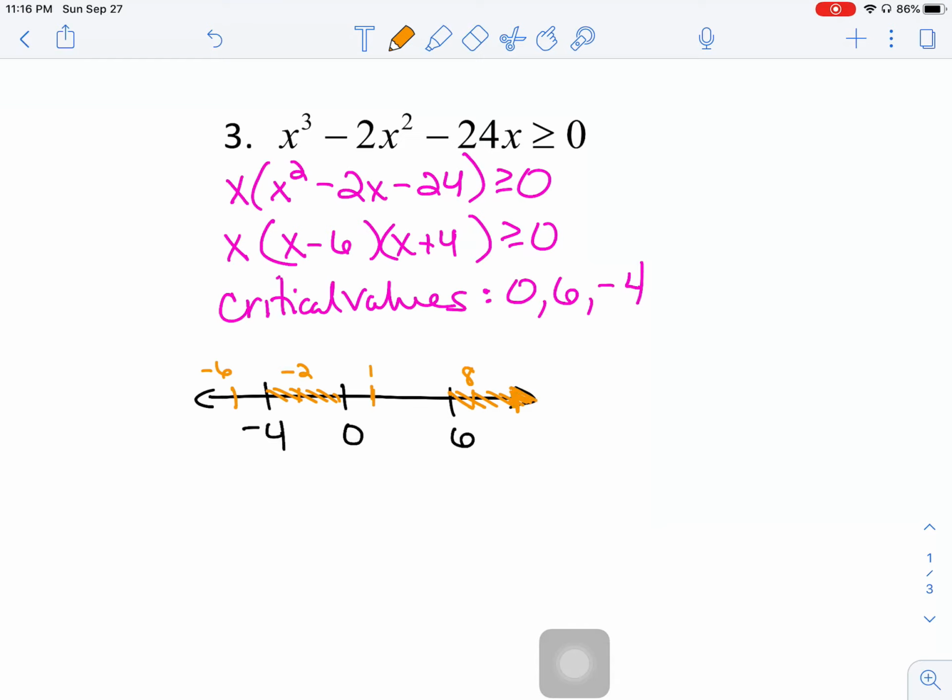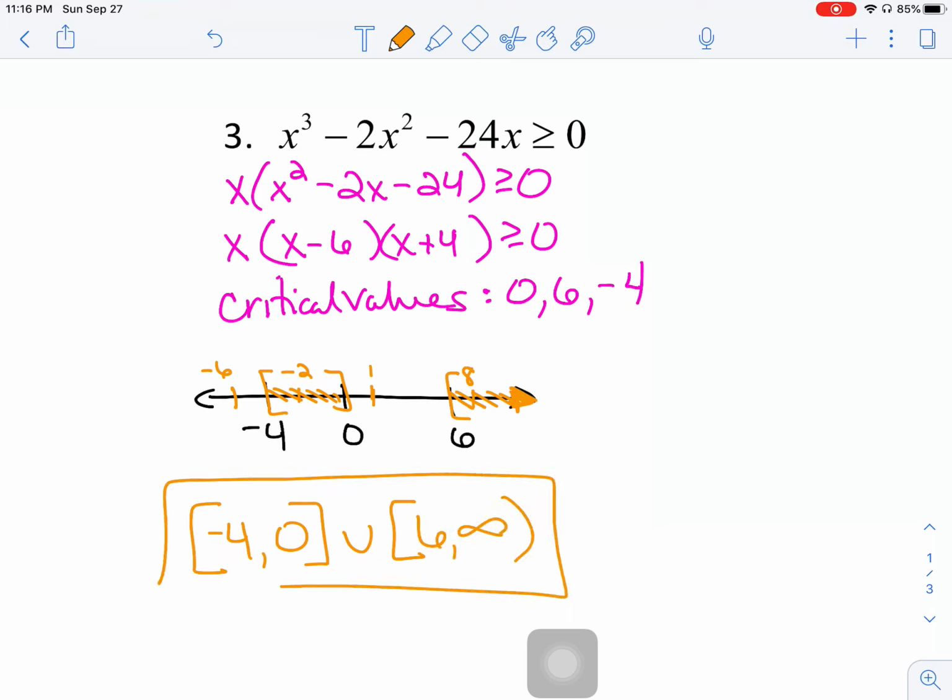The last thing to check is, at these boundaries, -4, 0, and 6, am I using brackets or parentheses? Because this is equal to, you need brackets. So bracket, bracket, bracket. The interval starts with -4, continues to 0, and then union 6 to infinity. That becomes our answer set for this inequality.